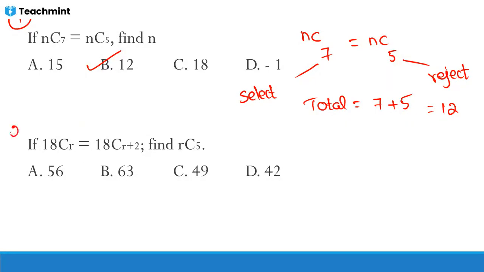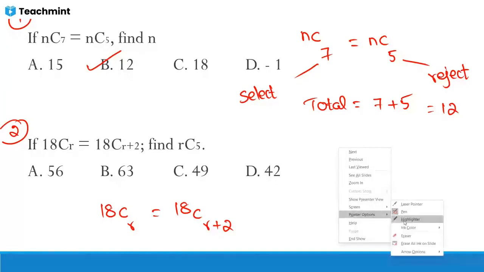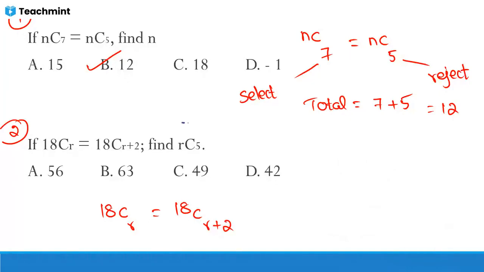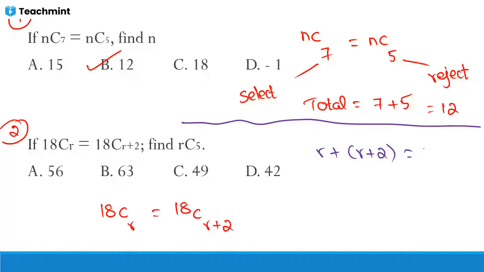Whereas in the next question, if you observe, 18CR and 18C(R plus 2). Now out of 18, R people are selected and R plus 2 people are rejected. My dear friends, first of all calculate R. R people selected out of 18 and R plus 2 rejected out of 18. So the total R plus 2 plus R is equal to 18, and we can find here the R value as 8.